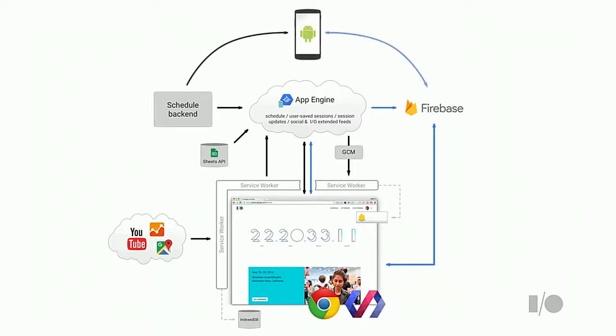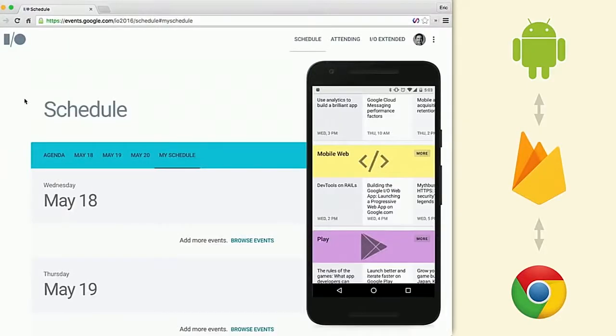And the cool thing we did this year was we actually share this backend with the Android native app and the iOS client that we have this year. So everybody is kind of syncing on the same data. If you bookmark a session in one, it shows up in the other app. And if you've ever used Firebase, it's actually amazing. This is the first time I had real experience using Firebase for a significant project.